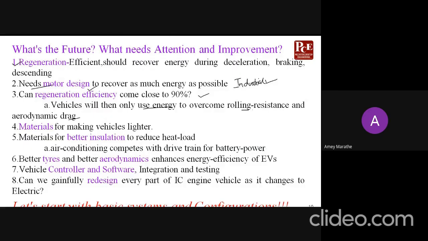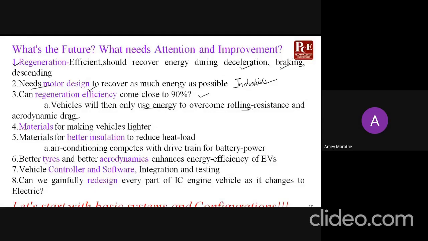Everything else you are going to put back, because with regeneration, you will put the energy back when you are decelerating. You will put the energy back when you are braking. You will put the energy back when you are descending. So if you are going up, you are consuming energy. When you are coming down, you are putting the same 90% of the energy back. So that is how it is. So can it be made 90%? Yes. So there is scope.